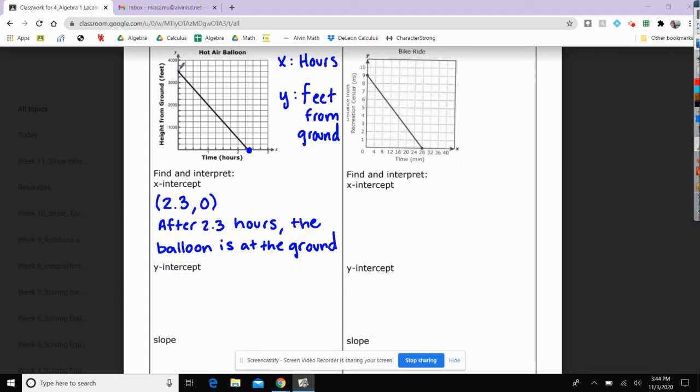Now the y-intercept is going to be where it hits the y-axis, so it would be 0, 3,500. And the meaning of this one is after 0 hours, we are 3,500 feet from the ground.